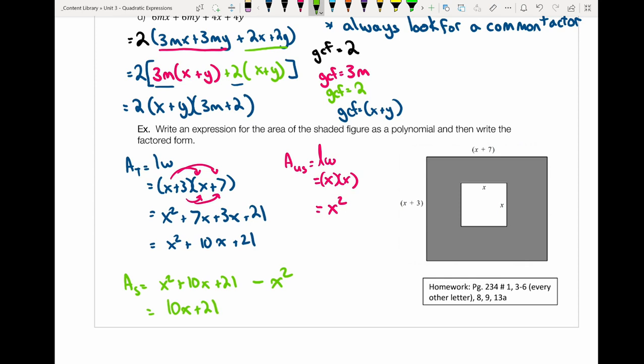And now we want to write this bottom part, because this is my area, in factored form. Can I factor this? Well, let's look. Is there a common variable between them? Nope, there's not. Is there a common term or coefficient between them? Is there a number that multiplies into both 10 and 21 nicely or evenly? And there is not. So this is already in factored form. So even though it says write in factored form, it already has been, because I can't simplify that any further.